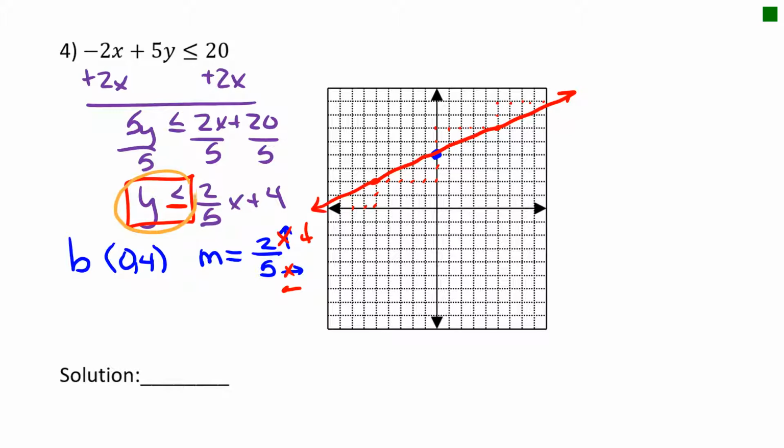Now, looking at the y, to make my decision which way I shade, y has the little point. I want the little y's. Y's are less than all the y's on here. So all the little y's are down below.